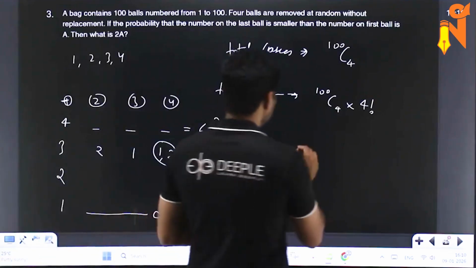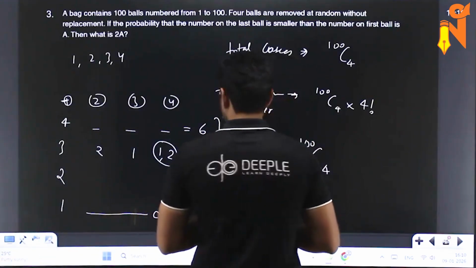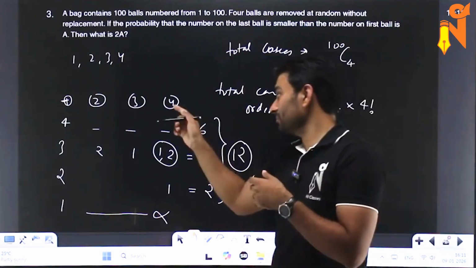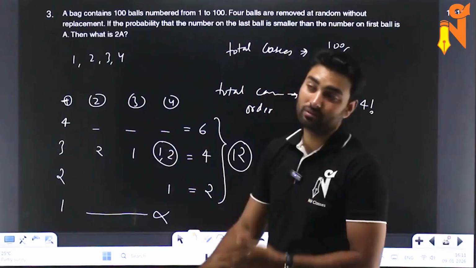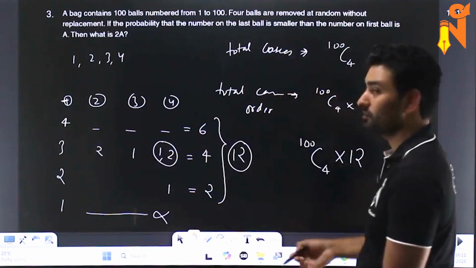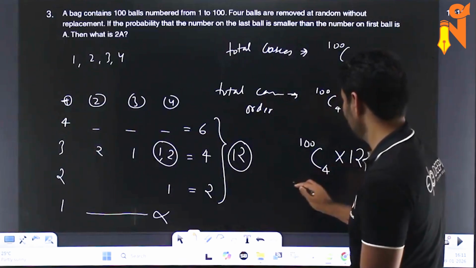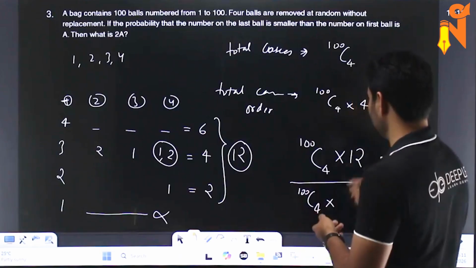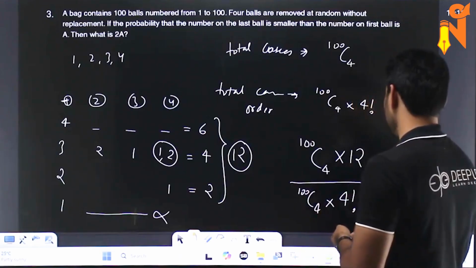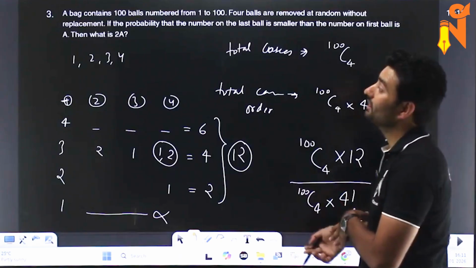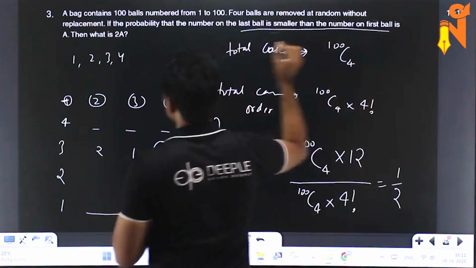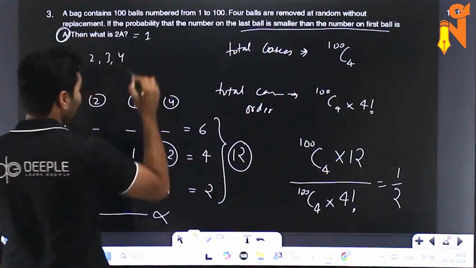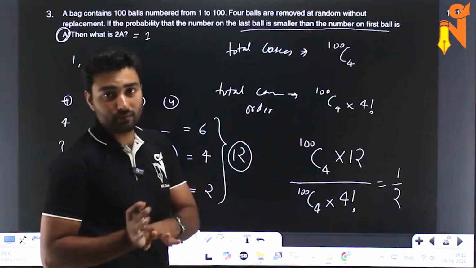Okay, so picking four numbers out of 100, okay, then I will arrange such that last number is smaller than first number. Done. Into 12 ways, 12 ways arrangement. Okay, so this is favorable cases upon total cases. Answer is half. This is actually probability. Okay, so this is A, this is probability, so into 2 means into 2, answer is 1. Very very simple question. Okay, typical RD Sharma level.